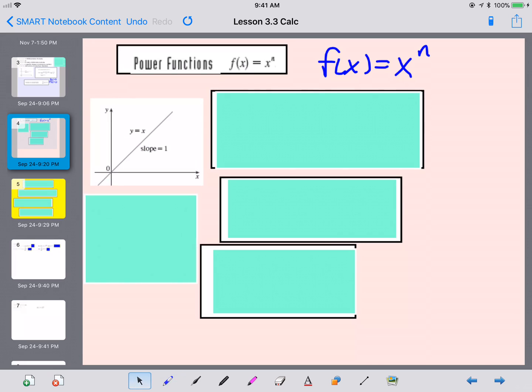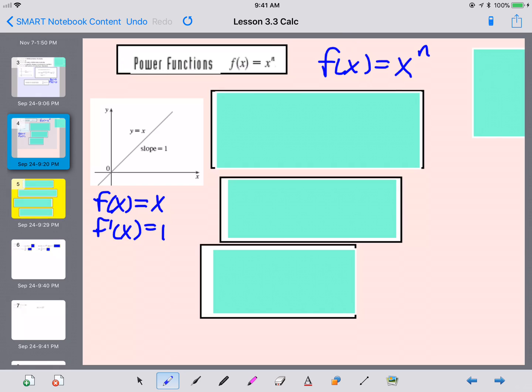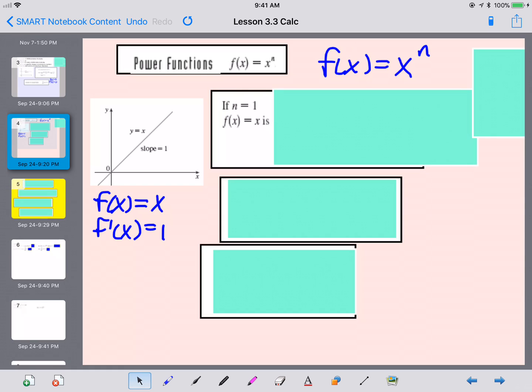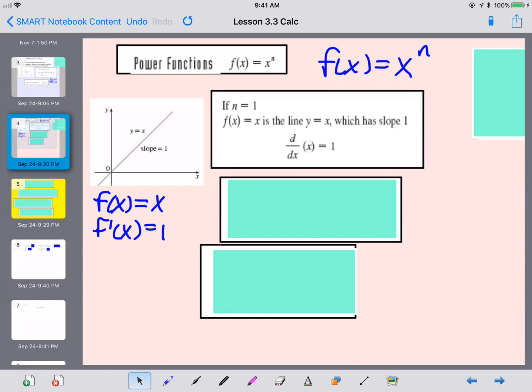So first let's look at when f of x equals x. For that, we know that the derivative is 1 because the slope of that line is 1. If we're tangent, there's no other way to touch that line except to be equivalent to that line, so the slopes would all be 1. So we can say that the derivative of x with respect to x is 1.